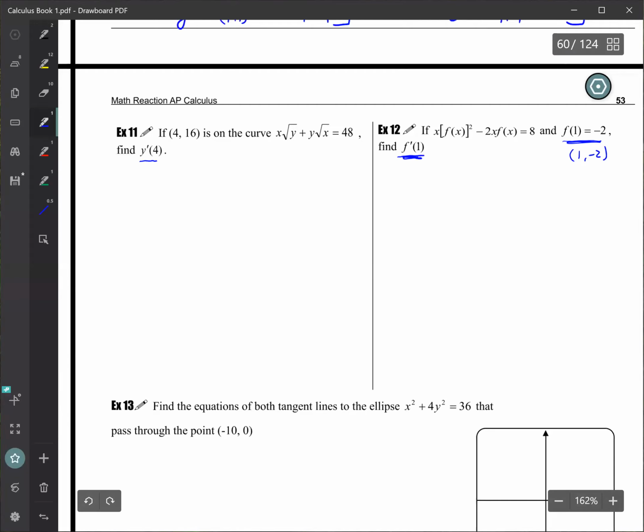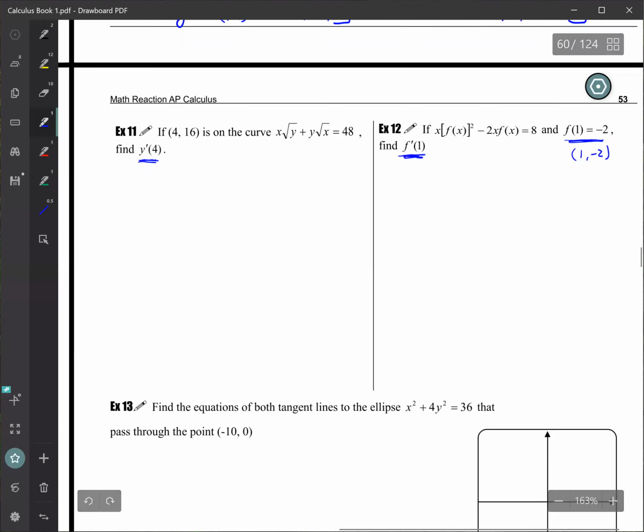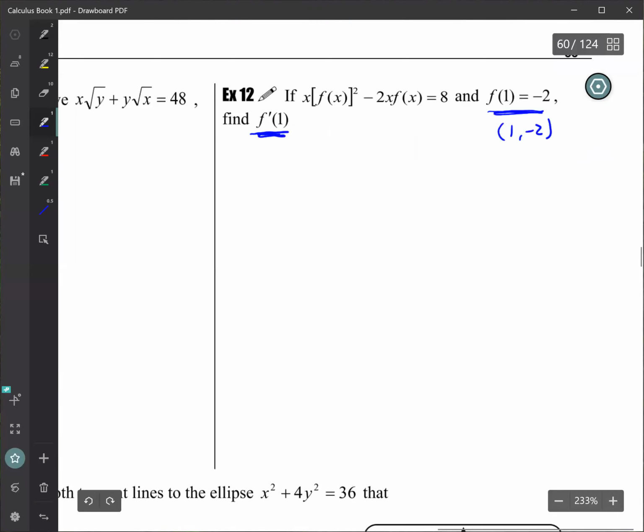This one is asking you to find y prime of 4. So they are both the same, just the symbol used is different. Instead of using y, they tell you f of x. So let's try question 12. All right, let's do this one.